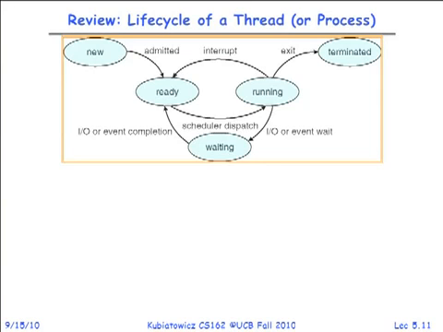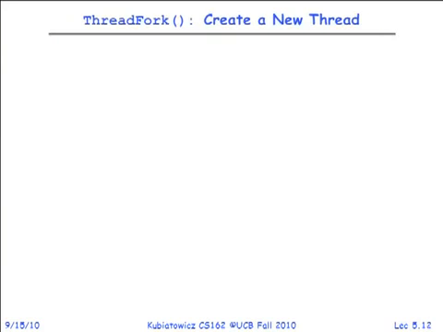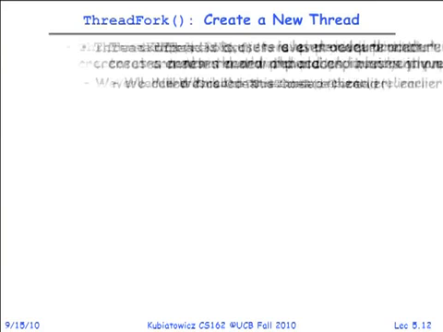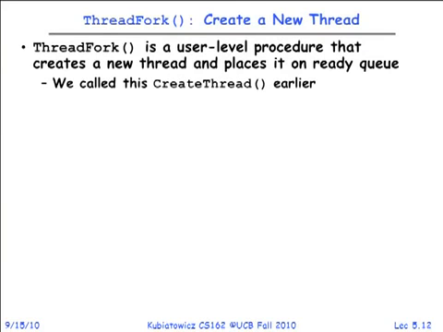We're going to talk about something I'll call thread fork. The forking idea is that we create a split in the execution, so there will be two separate threads when we're done. This is an old Unix term that's been around for a while. It's a user-level procedure that creates a new thread and places it on the ready queue. Now, it can't be entirely user-level, because placing on the ready queue is a kernel-level concept, since the ready queue is inside the kernel. So let's figure out how this might work.